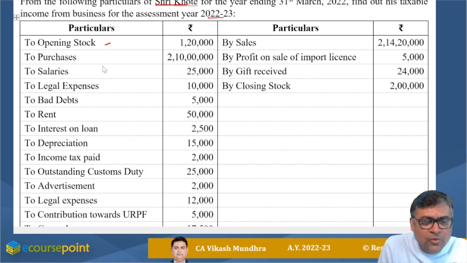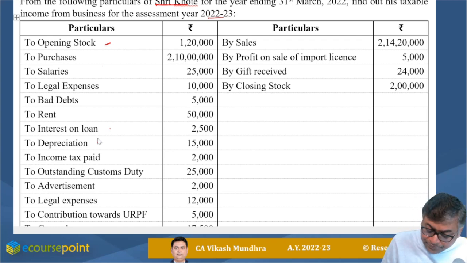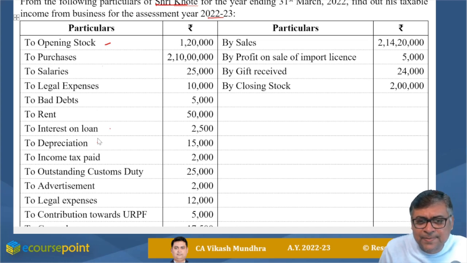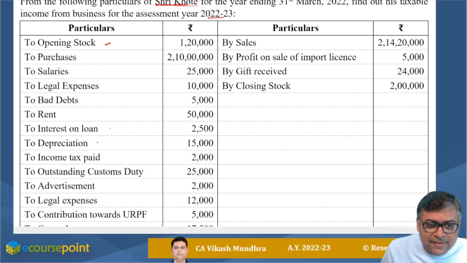Purchase, if there is no additional information, we have nothing to do. Salaries, legal expenses, nothing to do. Bad debt, nothing to do. Rent, nothing to do. Interest on loan, nothing to do. Depreciation, we have nothing to do. If additional information like depreciation as per Income Tax Act might be 20,000 or 10,000, then we require some adjustment, else we have nothing to do with this item.